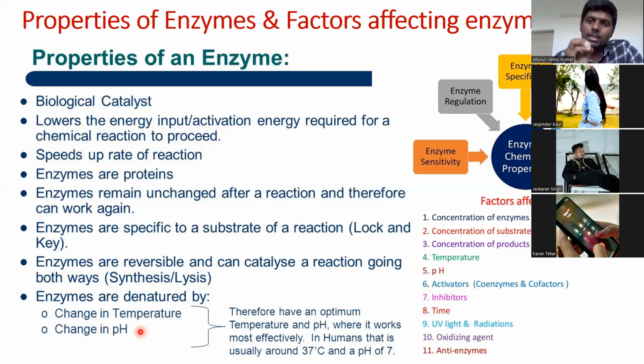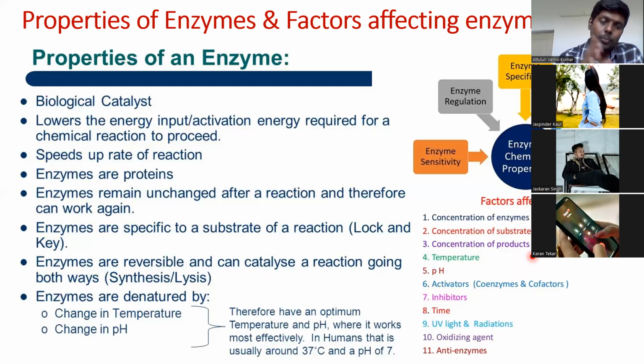So what are the factors contributing to the normal functional activity of the enzyme? One is the concentration of enzymes. The higher the concentration of enzymes, the higher the rate of reaction. Then concentration of substrate. Optimum substrate concentration is required for maximum activity of enzymes. If the substrate concentration increases, the enzymatic activity will decrease. If the concentration of substrate decreases, then enzymatic activity will increase. So concentration of substrate will affect the enzymatic activity.